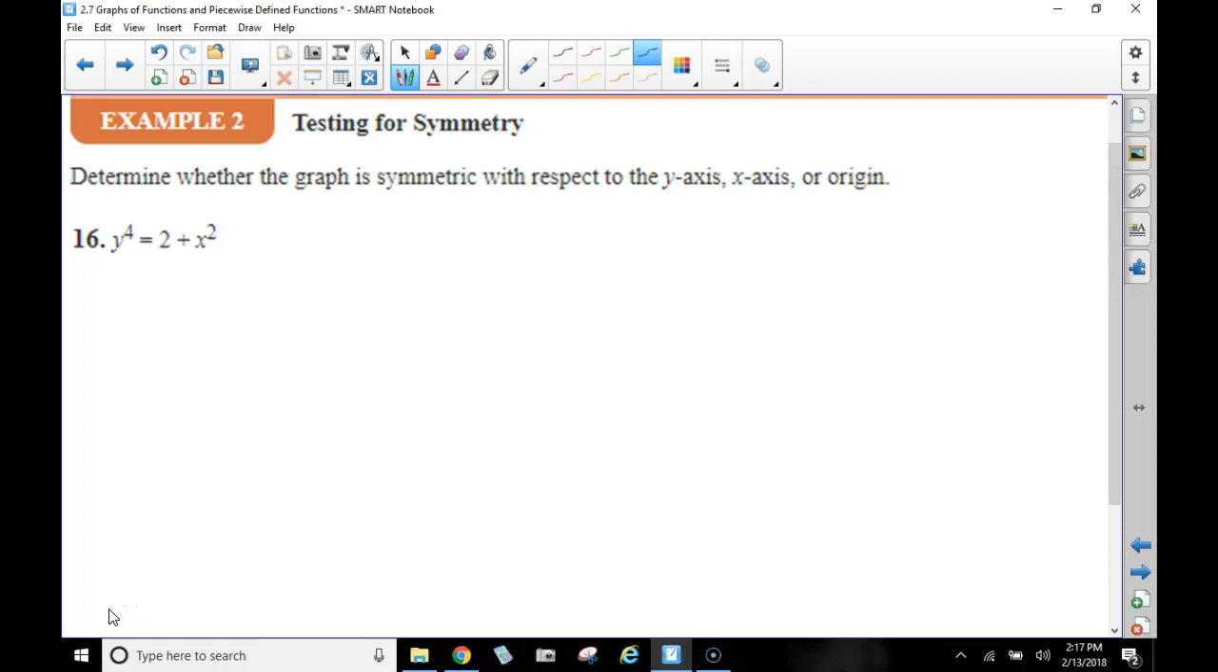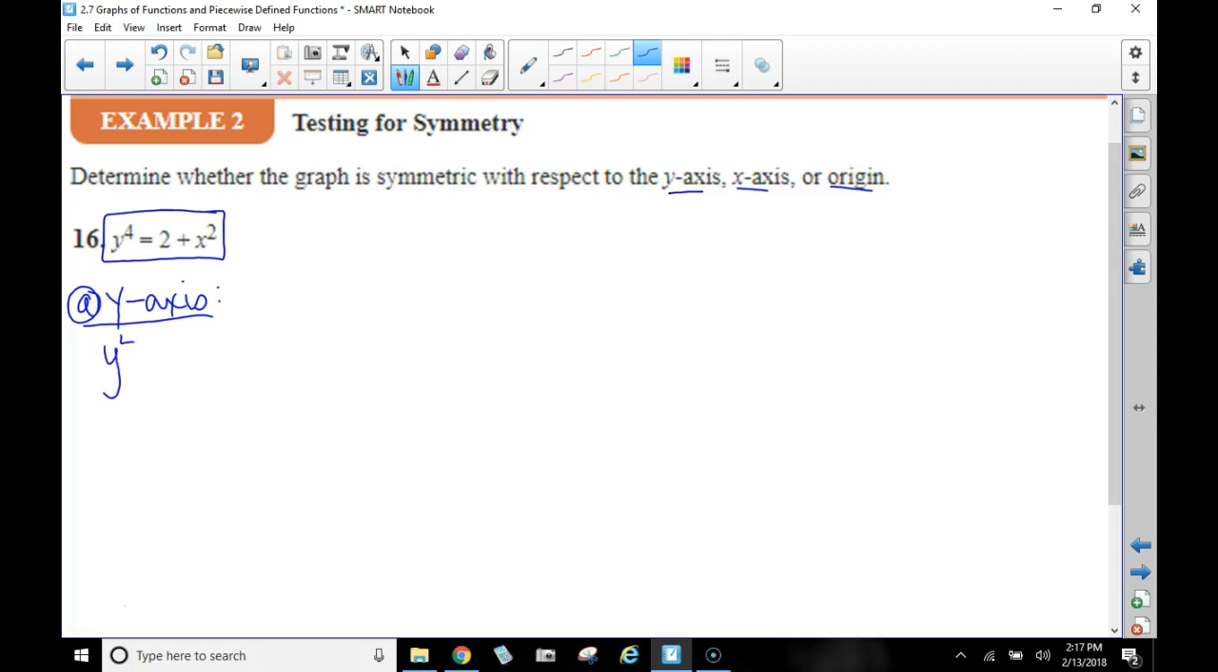All right, another example where they say to determine whether the graph is symmetric with respect to the y-axis, x-axis, or origin. Okay, so here is the equation we're going to be applying our test for symmetry to. First of all, let's see if this thing is symmetric about the y-axis by replacing x with a negative x.